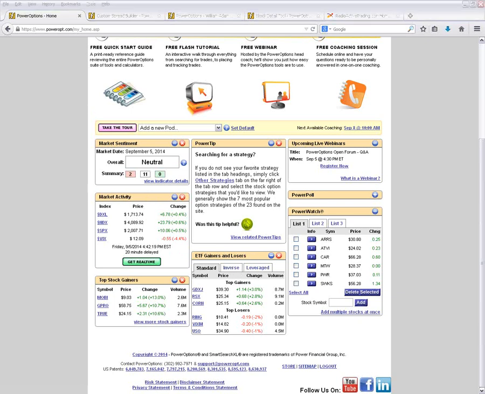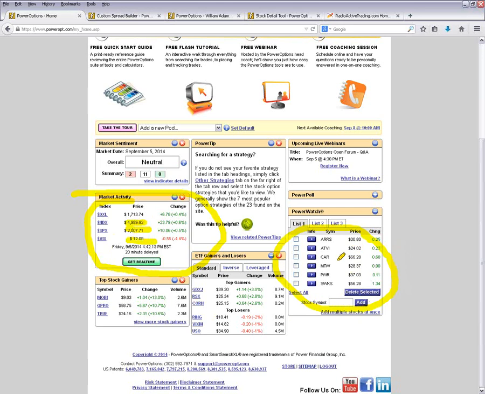First thing my eyes are drawn to at about 9:30, 9:35 in the morning is this pod here, market activity. What are the indexes doing? What's the SPX doing? What's the NDX doing? What is the VIX doing? Over here, I've got my watch list, and as you can see, they're very similar stock symbols to what we saw in the portfolio and some of the positions we were talking about today.